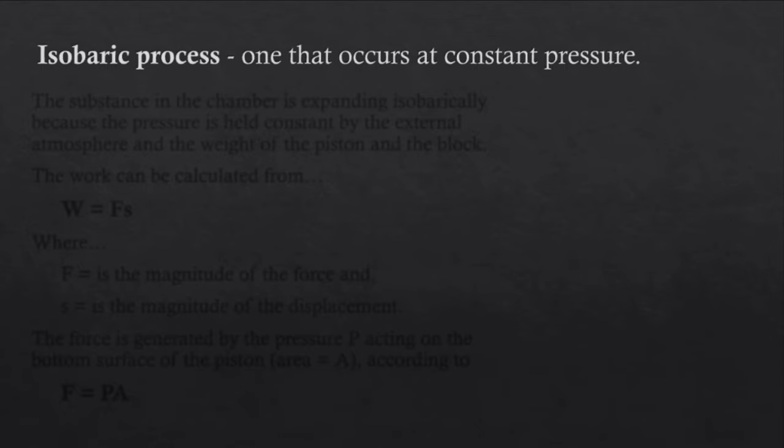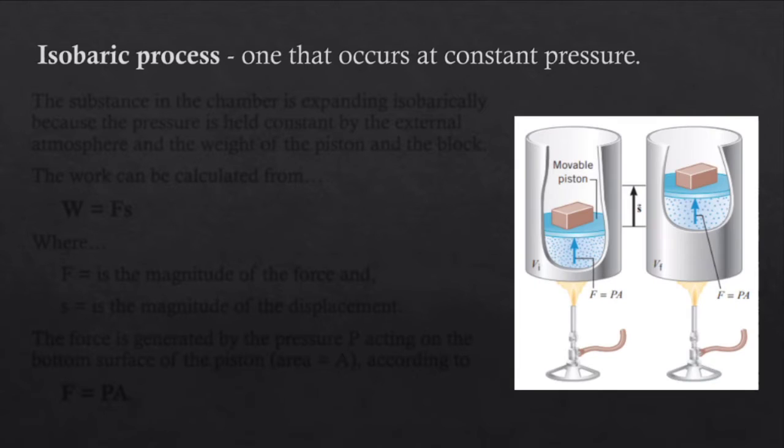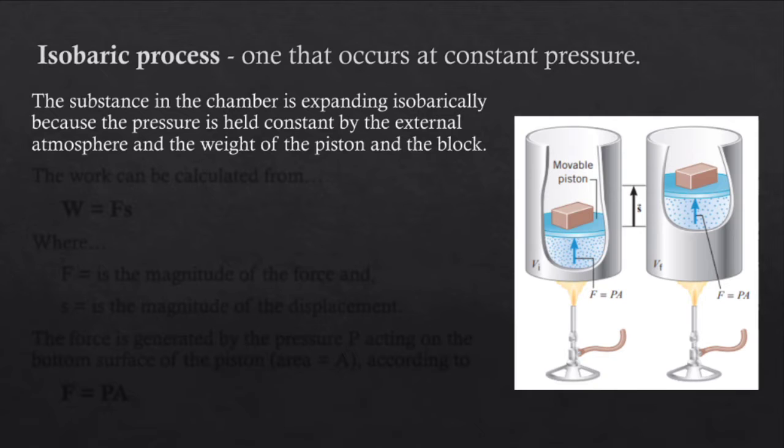Isobaric process, one that occurs at constant pressure. For instance, the figure on the right shows a substance, solid, liquid, or gas, contained in a chamber fitted with a frictionless piston. The pressure P experienced by the substance is always the same because it is determined by the external atmosphere and the weight of the piston and the block resting on it. Heating the substance makes it expand and do work W in lifting the piston and block through the displacement. The substance in the chamber is expanding isobarically because the pressure is held constant by the external atmosphere and the weight of the piston and the block.